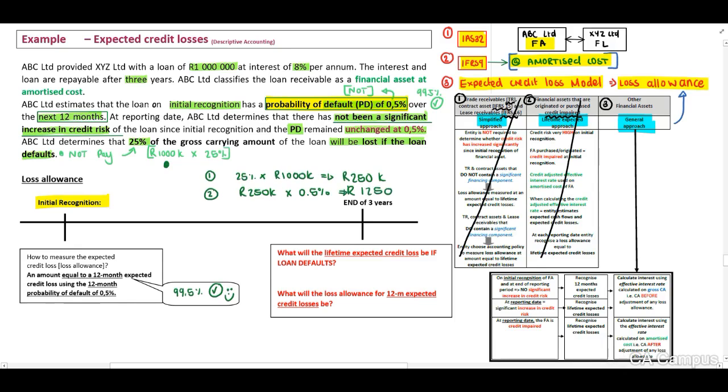1250. Now, at the end of our 3 years, they have indicated to us that there has not been a significant increase in the credit risk. Therefore, guys, when you have a look at our general approach, no significant increase in credit risk, we will recognize our 12-month expected credit loss of 1250, and this amount will not change.